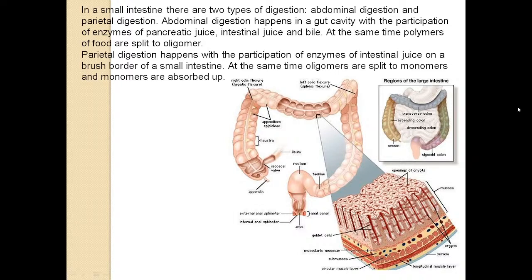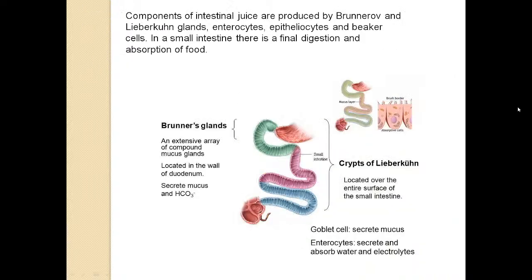Next question, secretion of intestinal juice. Its structure, properties, secretion regulation. Components of intestinal juice are produced by Brunner's and Lieberkühn's glands, enterocytes, epitheliocytes, and Becher cells. In the small intestine, there are final digestion and absorption of food.